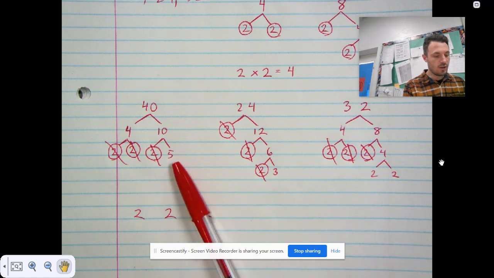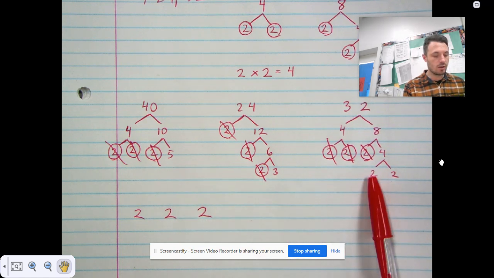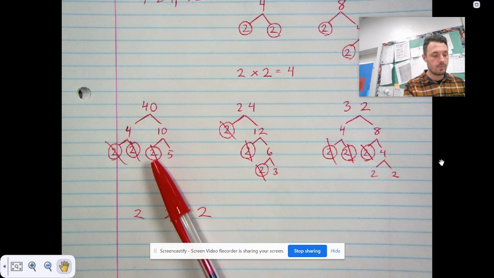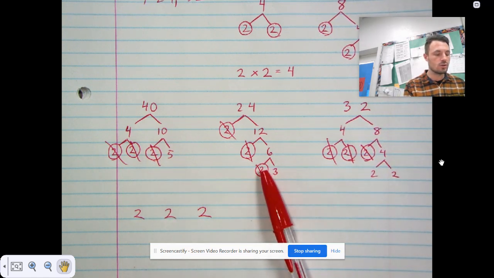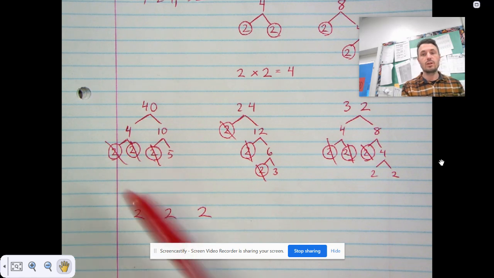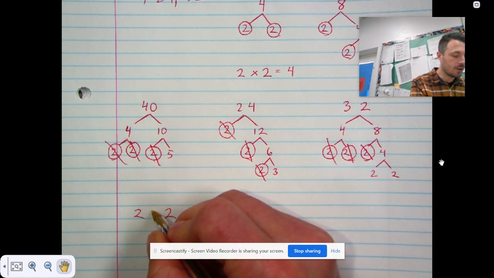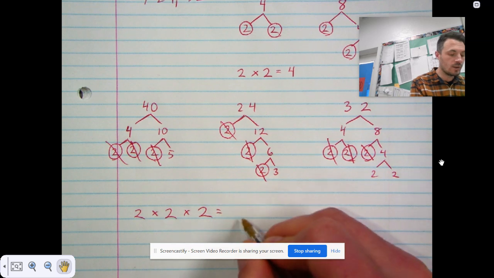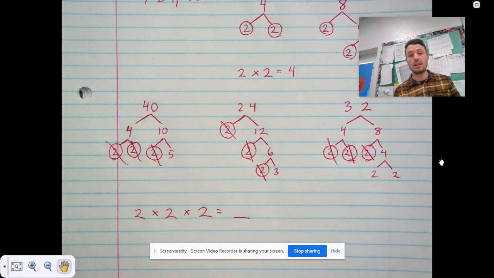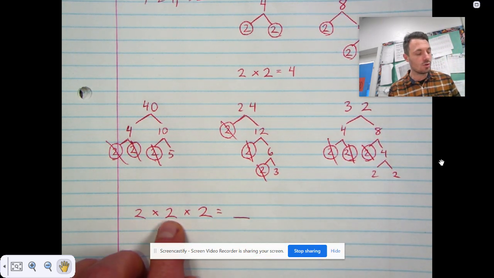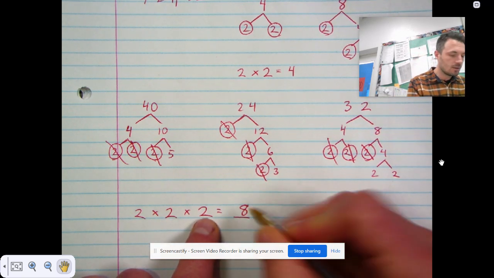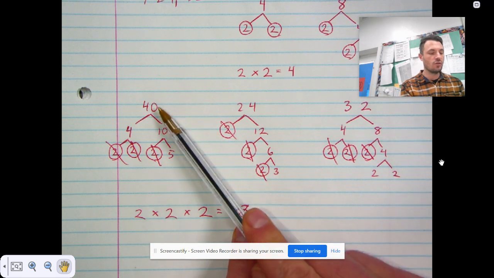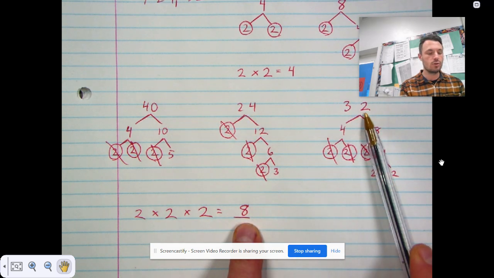Now, we have a 5 here, but nothing to match it here or here. We have a 3 here, nothing to match it here or here. And we have two 2s left over here, but there's no 2s left here or here. So we don't write anything else. Now we multiply 2 times 2, and whatever we get right here, that'll be our greatest common factor. 2 times 2 is 4, times 2 is 8. So the greatest common factor of 40, 24, and 32 is 8.